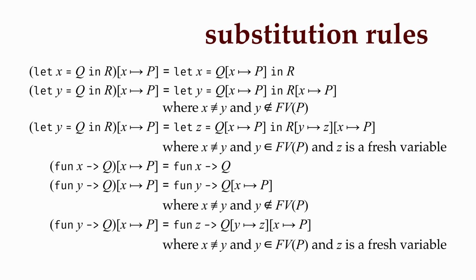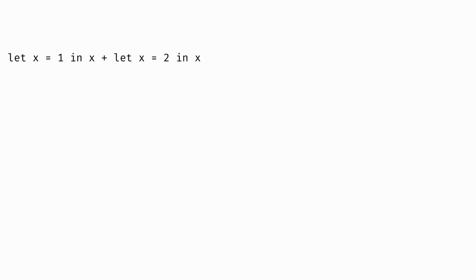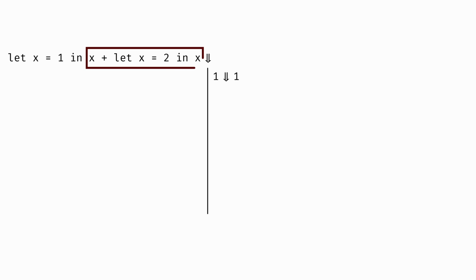So let's put all these pieces together. Say we had an expression like let x equal 1 in x plus let x equal 2 in x. To evaluate this expression, we first evaluate the definition of x to 1. Then we evaluate the result of substituting x with 1 in the expression x plus let x equal 2 in x. Following our substitution rules, we know that we need to consider both halves of the addition, and x will be substituted with 1, but let x equal 2 in x shouldn't have x's substituted, since the occurrence of x is bound.